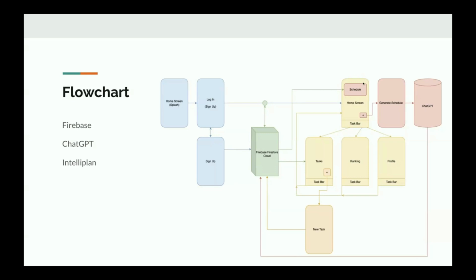In the taskbar, you can see there are multiple pages: a tasks page, a ranking page, and a profile page. The profile page we just covered. On the task page, there's an add task button in the bottom right, which will open up the new task screen. And once you create a new task, it will save it into the Firebase cloud to be pulled onto the task screen again.